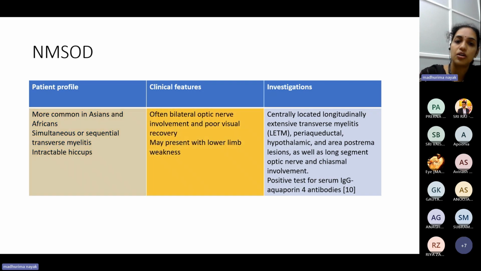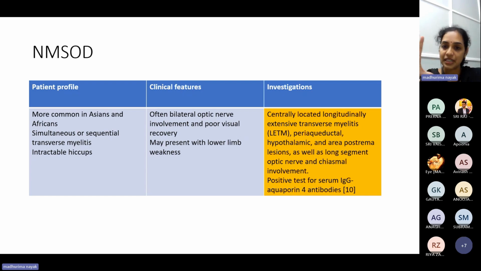Usually the disease tends to be bilateral and the visual recovery is not as great as in MS. They may also present with lower limb weakness, and the MRI characteristically involves long segments. MS is a short name, so it involves short segments. NMO is a long name, a long segment.